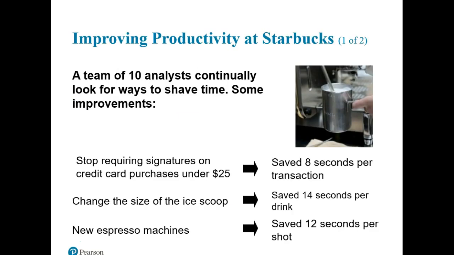Now I'm going to draw your attention to improving productivity at Starbucks. It's in the textbook. This slide describes how some relatively simple management and equipment changes improved Starbucks productivity significantly, which led to six-figure increases in revenue per outlet. So they stopped requiring signatures on credit card purchases under $25. That saved 8 seconds per transaction. There was a change in the size of the ice scooper. That saved 14 seconds per drink. New espresso machines saved 12 seconds per shot.